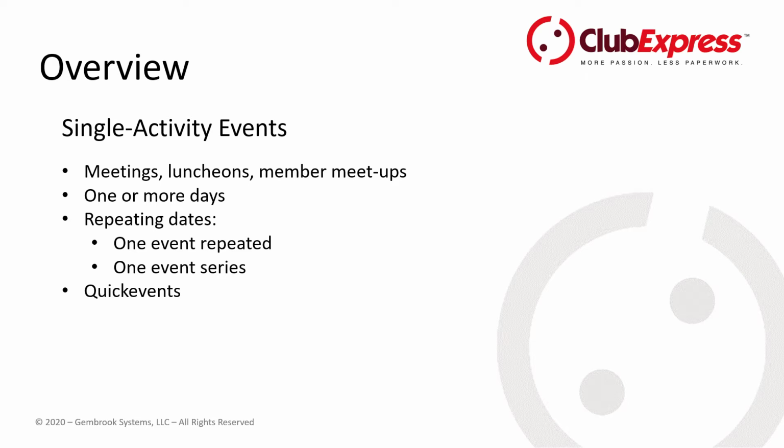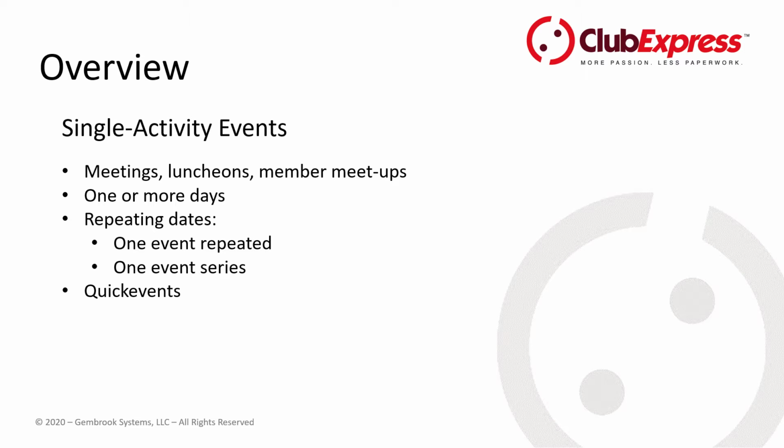Our event calendar is really the most popular module that we have. It's really complex, but it can do so much for you. So last webinar, we talked about multiple activity events. A couple webinars ago, we announced our waitlist feature enhancement. We have a webinar on that as well. Today's focus is going to be on single activity events, which are mostly used for meetings, luncheons, member meetups, kids activities that you might have, classes that you might be hosting. They can span one day or multiple days.